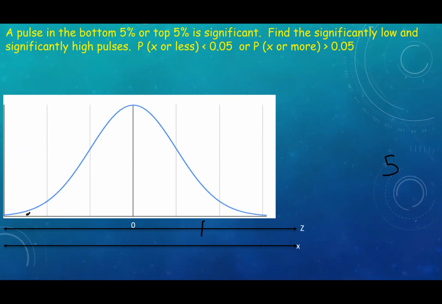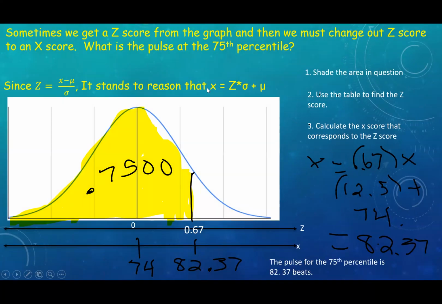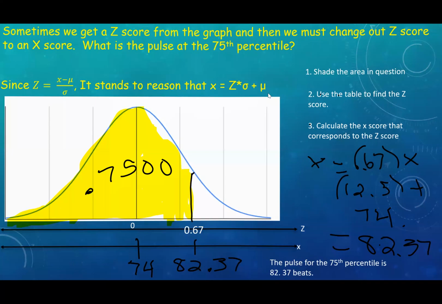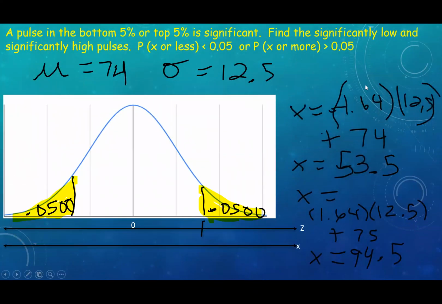What formula was it? This one right here. The z-score times the standard deviation plus the mean. So the z-score times the standard deviation plus the mean gives 53.5 over here, and the z-score times the standard deviation plus the mean, that should be 74, gives the x-score over here. And there's our x-scores.